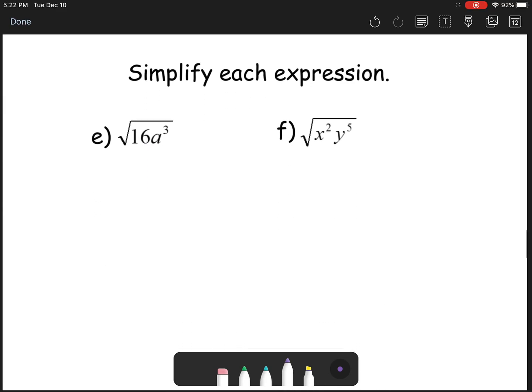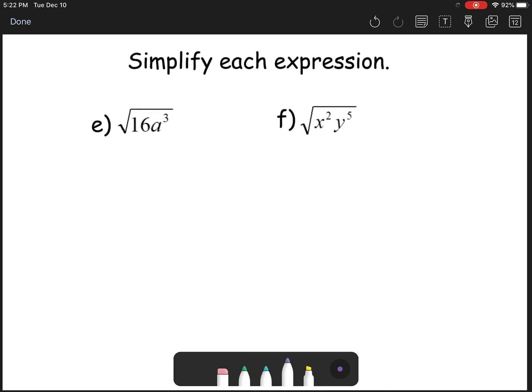Let's look at a couple more. Sometimes we have variables under our radicals. So if we have variables under there, it's the same type of thing. We're just going to look for groups of 2. So we're going to split A up. A cubed would be the same as having A times A times A. So we have one group of 2.